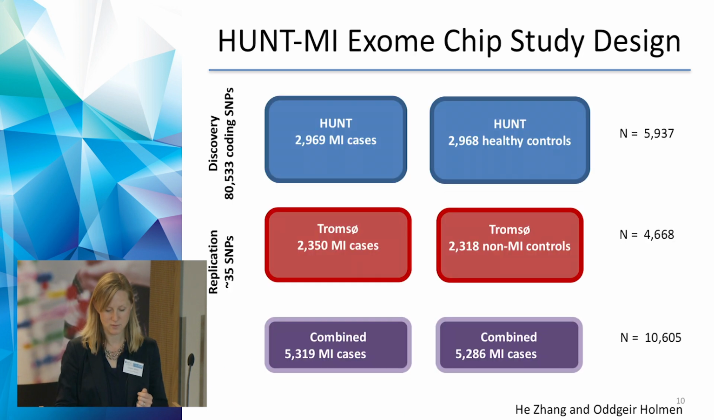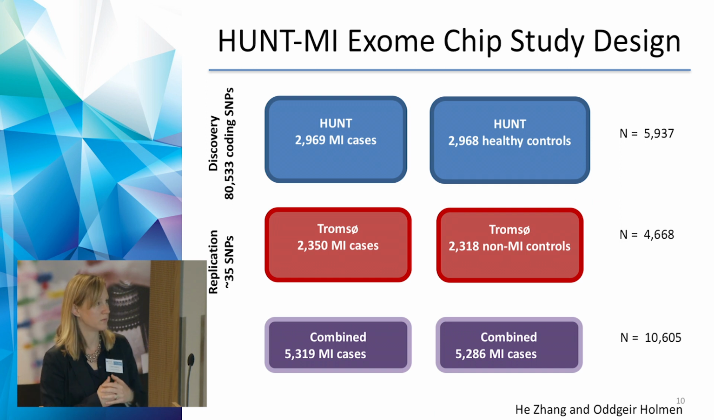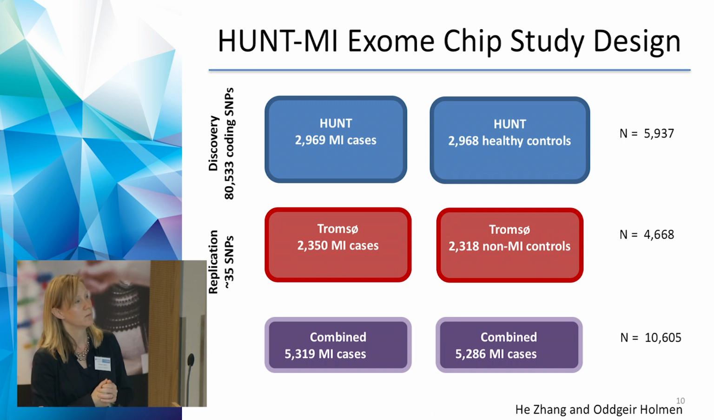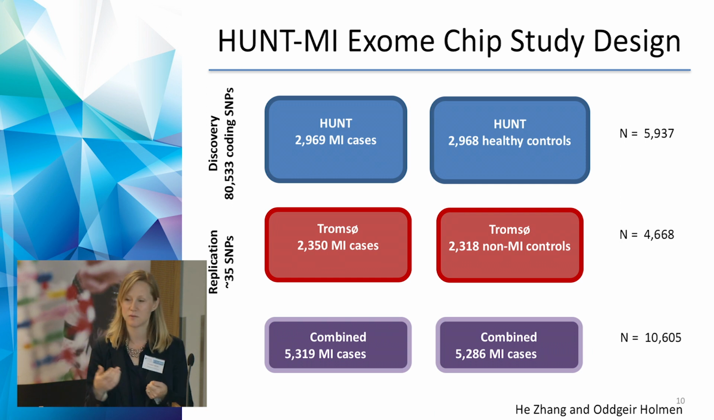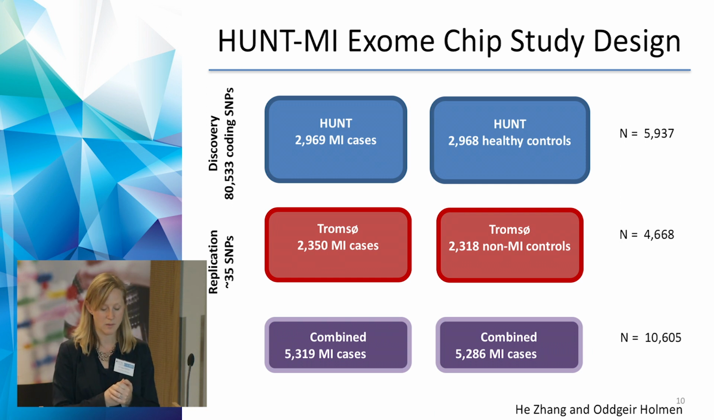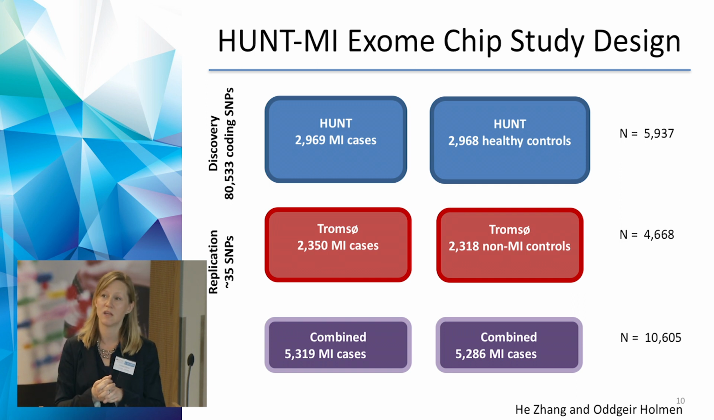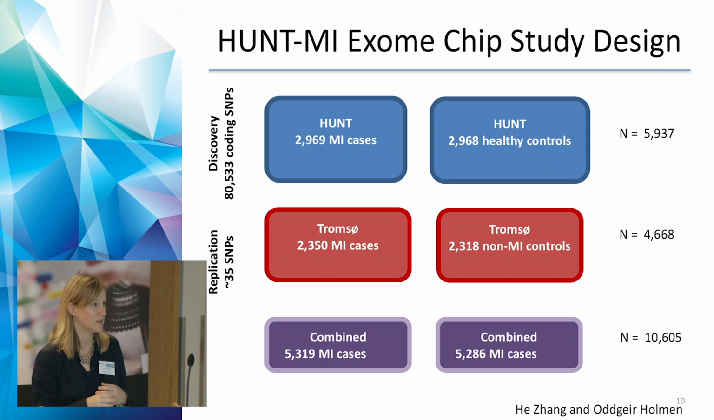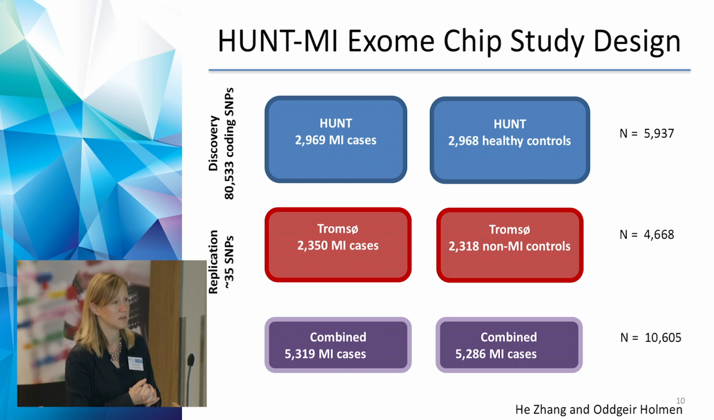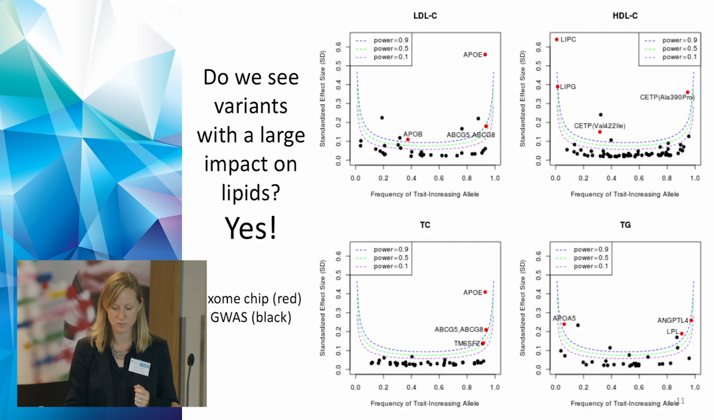And this is just an overview of the design. So we compared genetic variants in MI cases to controls. And then for our most interesting findings, thanks to a very nice collaboration with the Tromsø study, we could attempt to replicate the most interesting things in the Tromsø study before publication, so we could be completely confident of our findings. So our combined sample for this MI study was a little over 10,000 samples.